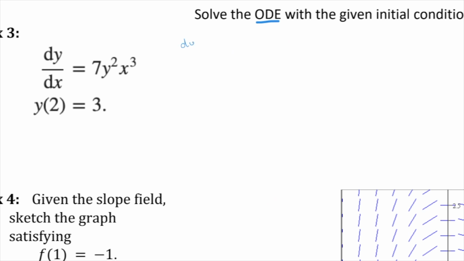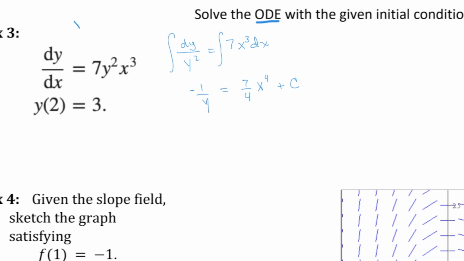So we're going to use separation of variables to solve this problem. We will have dy over y squared is going to be equal to 7x to the third dx. That now we're going to be able to integrate since we have separated our variables. When we integrate the left side, we're going to get 1 over y with a negative in front. It's going to be equal to 7 over 4, x to the fourth. I'm going to add c to the right-hand side.